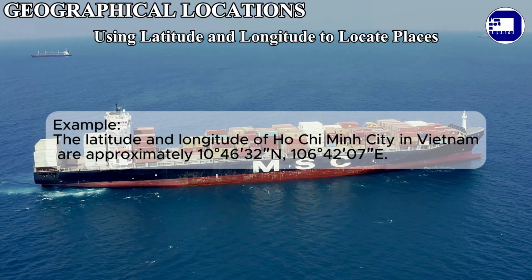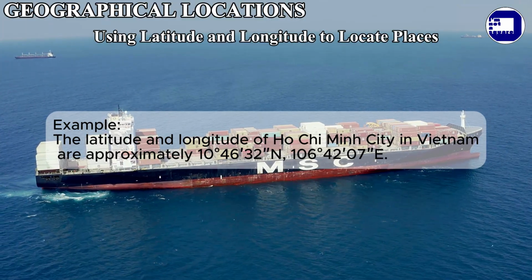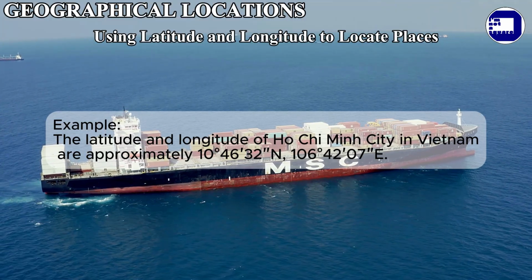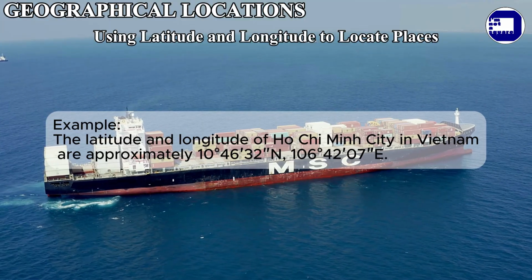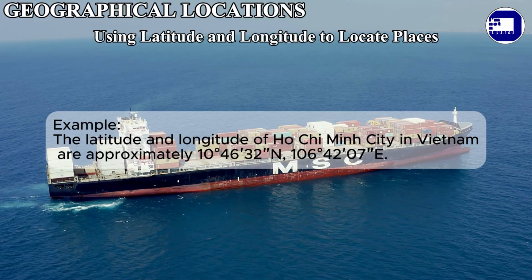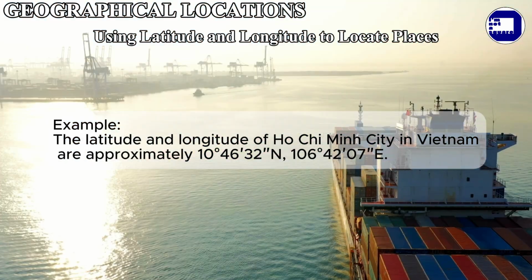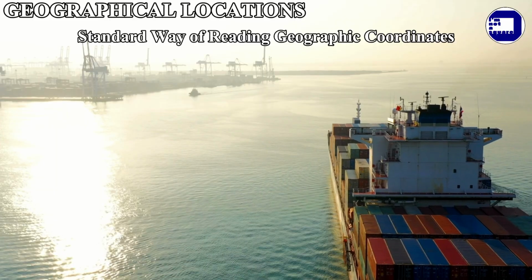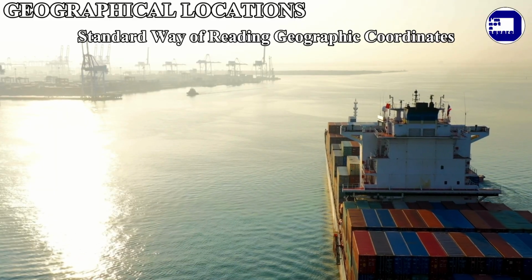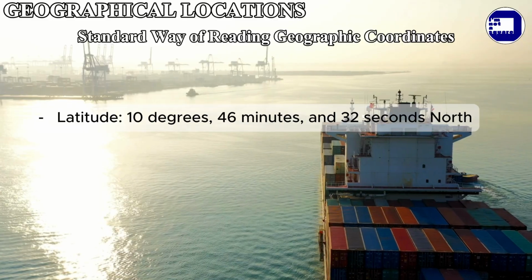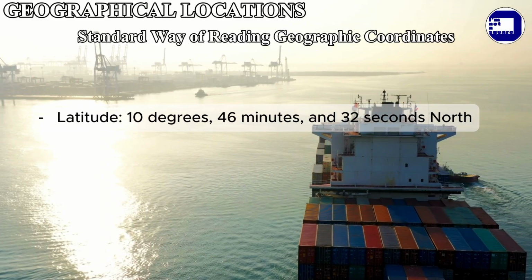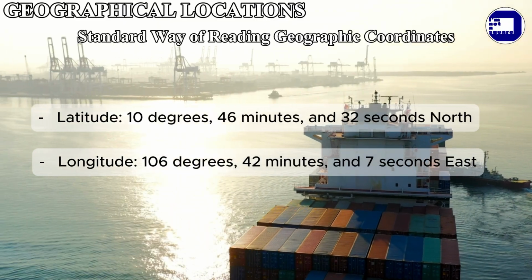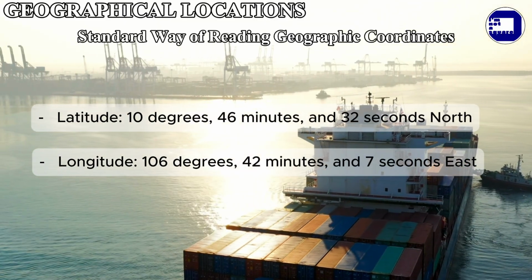Example: the latitude and longitude of Ho Chi Minh City in Vietnam are approximately 10 degrees 46 minutes 32 seconds north, 106 degrees 42 minutes 07 seconds east. Standard way of reading geographic coordinates. Latitude 10 degrees 46 minutes and 32 seconds north. Longitude 106 degrees 42 minutes and 7 seconds east.